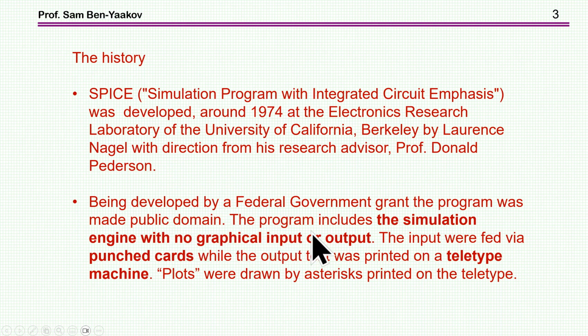Now, the basic program included the simulation engine with very little graphics, or actually with no graphics for input and output. The input was fed via punched cards, while the output text was printed on a teletype. And the plots, if you can call them that, were drawn by dots or asterisks printed on a teletype. So it was really very simple, but very effective, and the simulation engine very, very powerful.